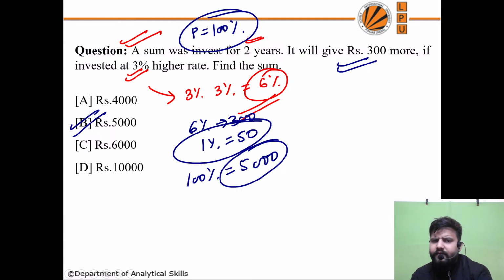You can do it by taking a variable also, but I am not focusing on that. I will use a variable only when the question is not solvable with tricks or percentage logic.